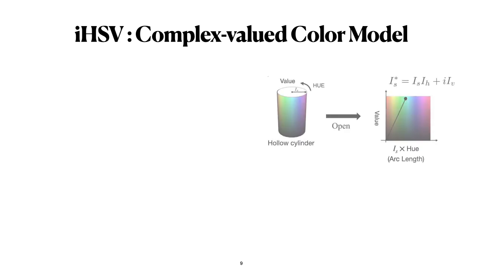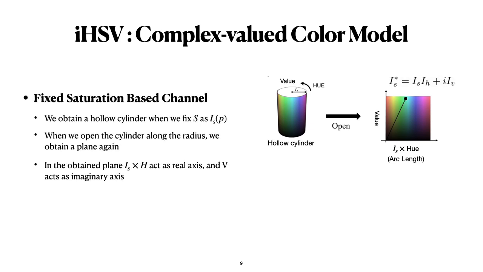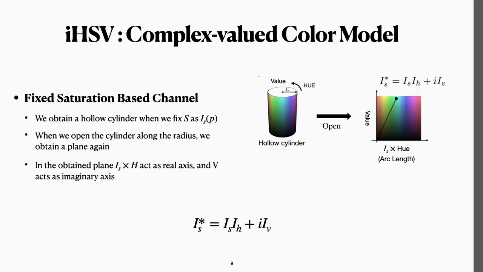In the second case, when we keep saturation constant, the HSV cylinder gives only a hollow cylinder. Upon opening it, we can get a 2D plane where pixel P can be located using arc length IS into variable hue and variable value. So the pixel in this Argand plane can be located as IS into IH plus IIV.